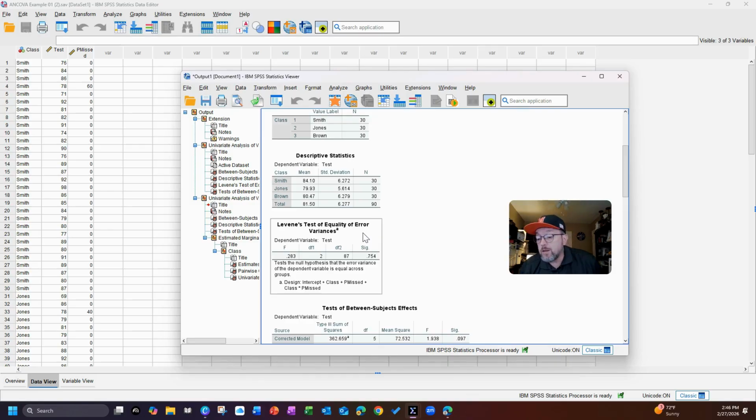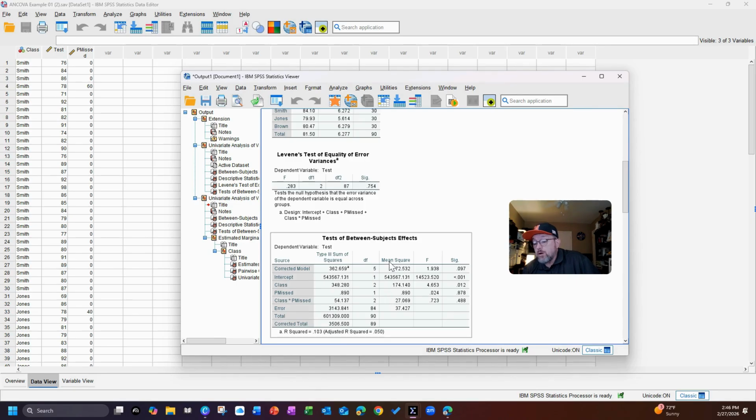All right, my Levene's test for the interaction model gives me an F with DF of 2 and DF of 87. My F of 2 and 87 equals a 0.754 significance. And because the p is greater than 0.05, the variances are equal across groups.